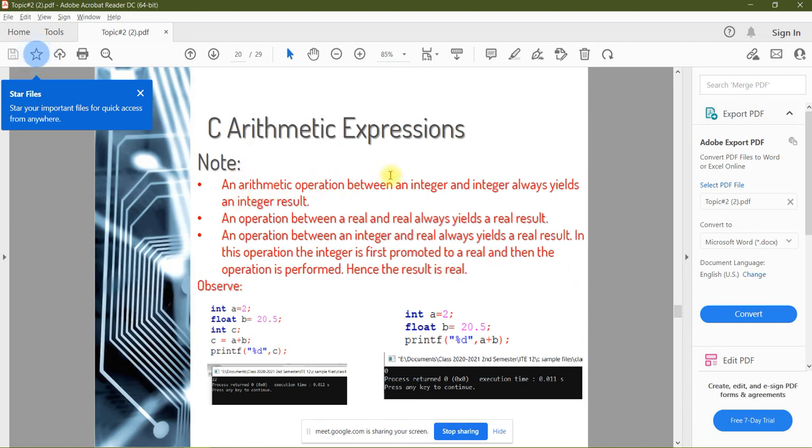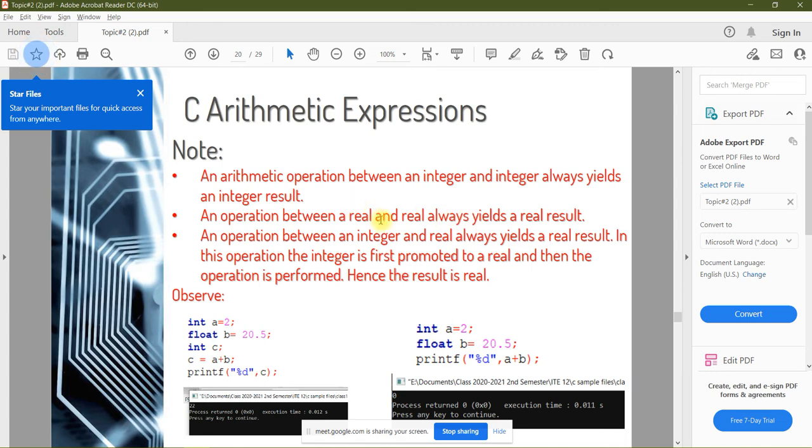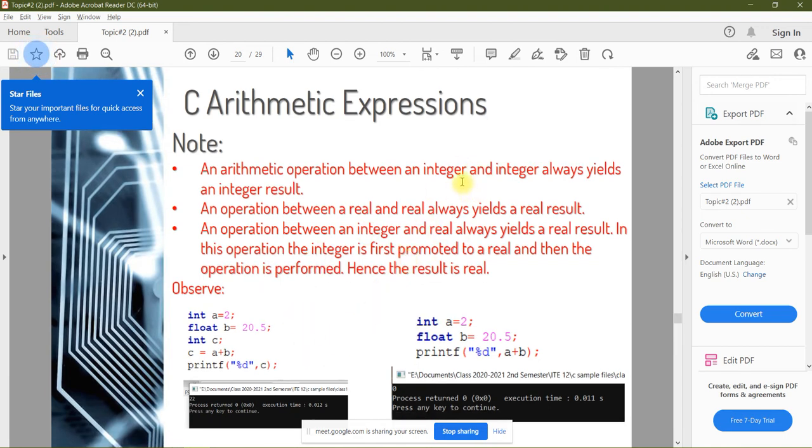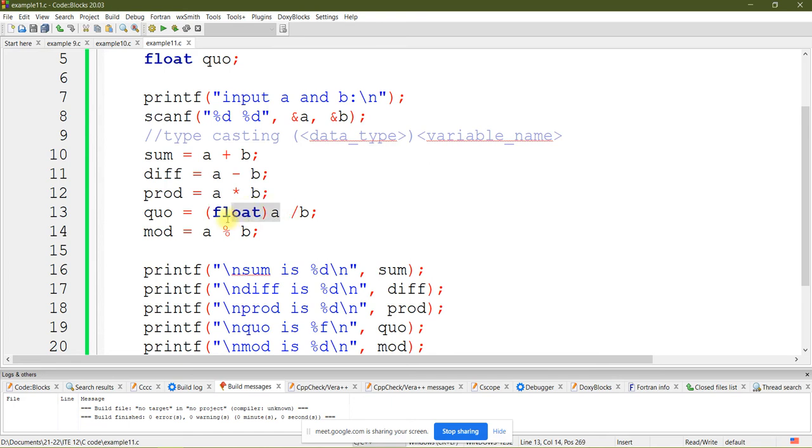An arithmetic operation between an integer and an integer always yields an integer result. Okay? An operation between real and real, and when you say real, that is either float or double, always yields a real result. An operation between an integer and real, whatever it is, as long as one is real, the answer is always real. So basically, as long as one of them is float, even if the other is an integer, the answer is always float.